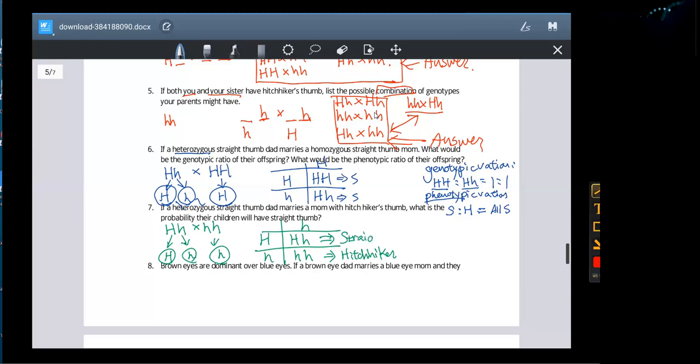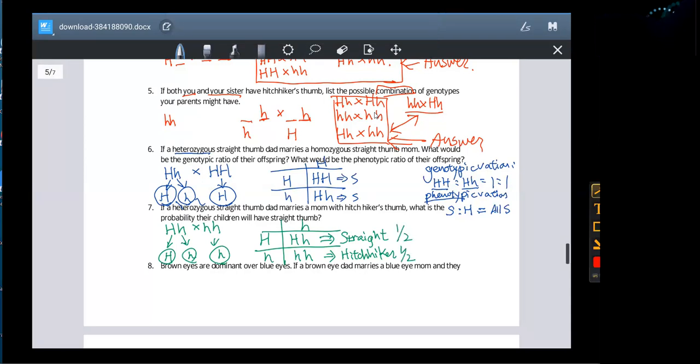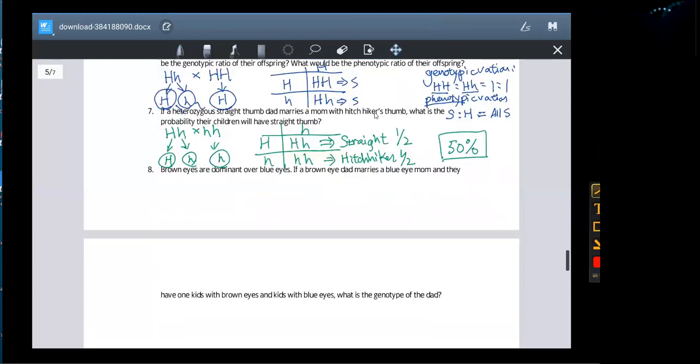So can I answer the question? What is the probability their children will have straight thumb? Well, you got half that's going to be straight and half that's going to be hitchhiker. So the probability will be 50%. That's your answer. Okay, let's move on to the next one.